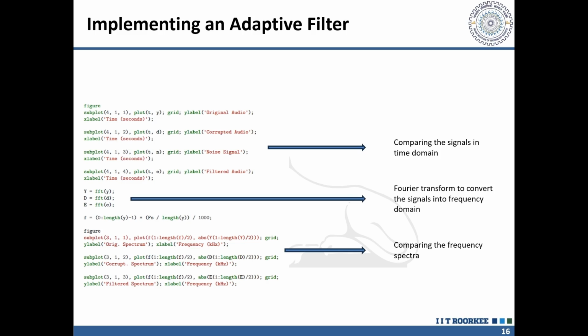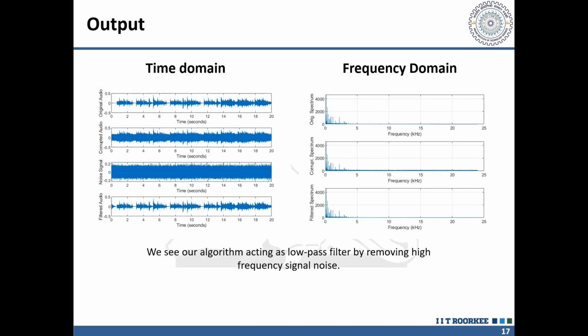We use these plots to compare the signals in the time domain. After that, we can use the Fourier transform to convert the signals into the frequency domain so that we can also compare the frequency spectra. From the output, we can tell that our algorithm has essentially performed the work of a low-pass filter by removing the high-frequency signal noise.